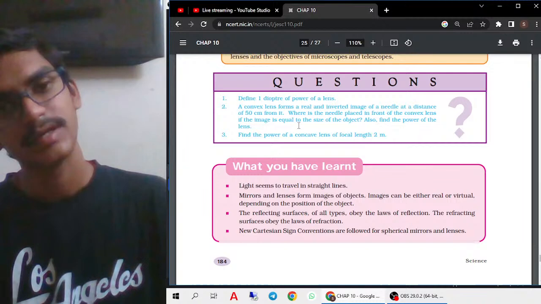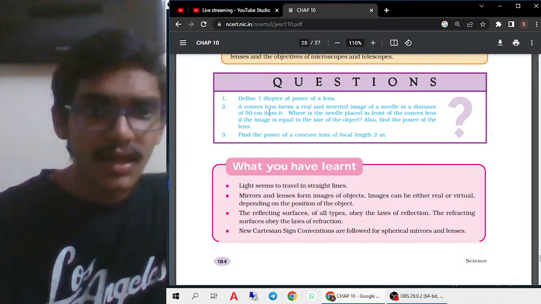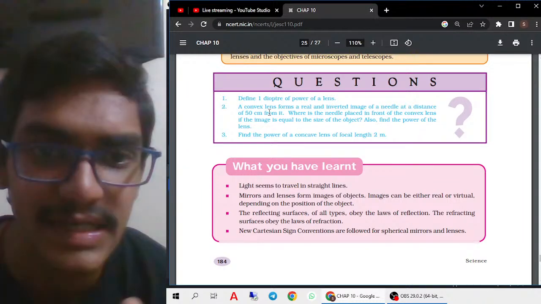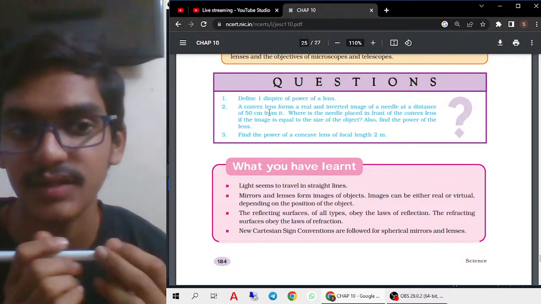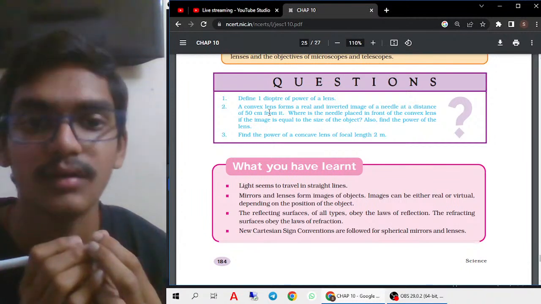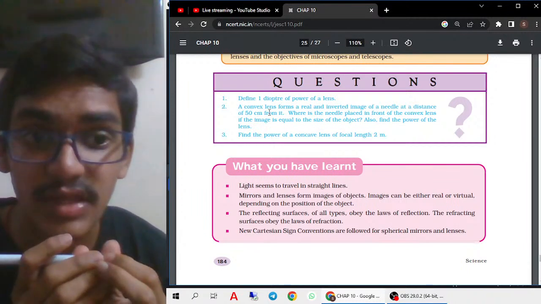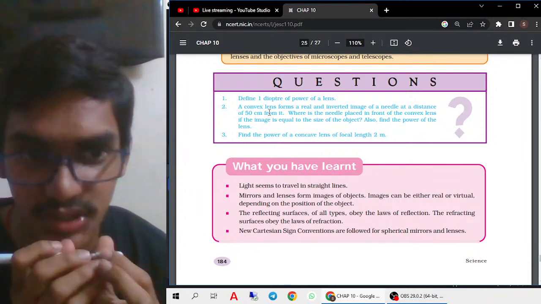That's it. A convex lens forms a real and inverted image at a distance of 50 centimeters from it. So where the needle has to be placed in front of the convex lens if the image is equal to the size of the object?